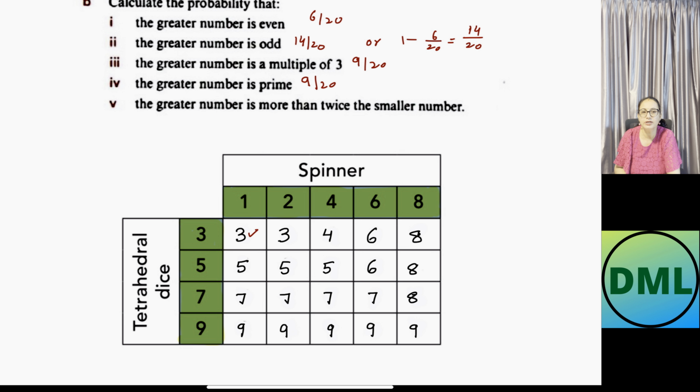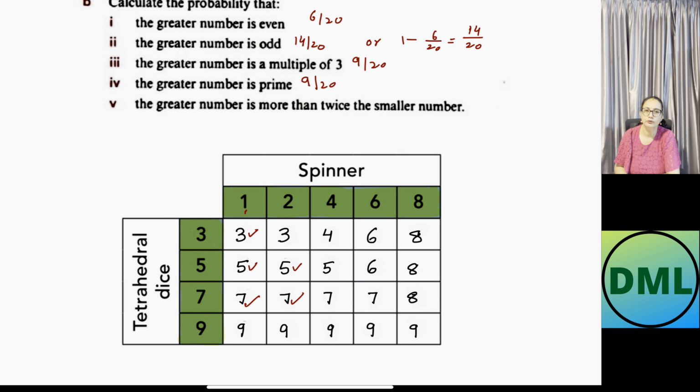2 times 2 is 4. 3 is smaller than 4, so I cannot consider that. Let's consider this one. 1 times 2 is 2. I have 5, so this is bigger. 2 times 2 is 4. 5 is bigger, so I will consider this one. 1 times 2 is 2. So I have 7, so I'll consider this one. 2 times 2 is 4. So I have 7, so I'll consider this one.